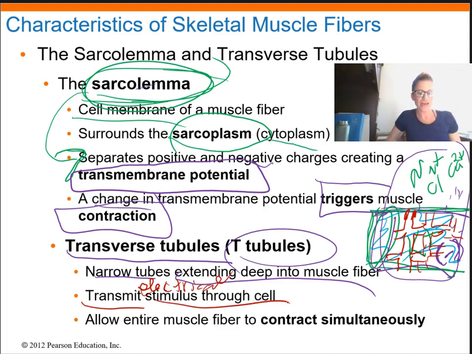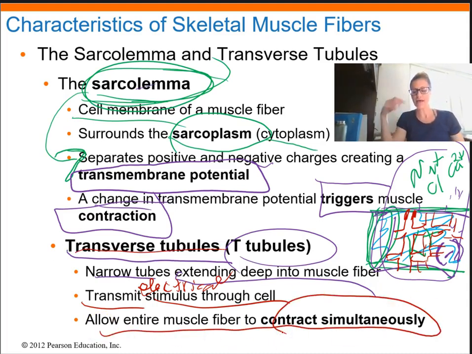And you can think of it kind of like the electrical wires in your house. They transmit the electricity through your house, right? Your electricity comes in at just one point at your house, but then you've got wires everywhere that bring the electricity all throughout the whole entire house. What the T-tubules do is they allow the entire muscle fiber to contract simultaneously at the same time. Remember, we said a muscle fiber is really big. So if I have this really long cell, I want the whole thing to get stimulated at the same time. The reason that happens is because of the T-tubules.